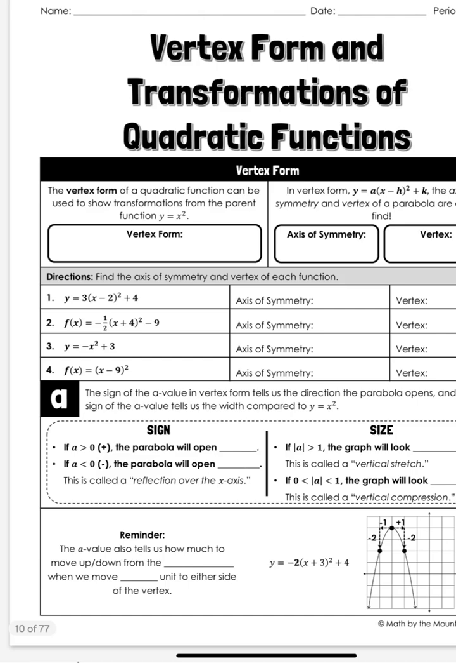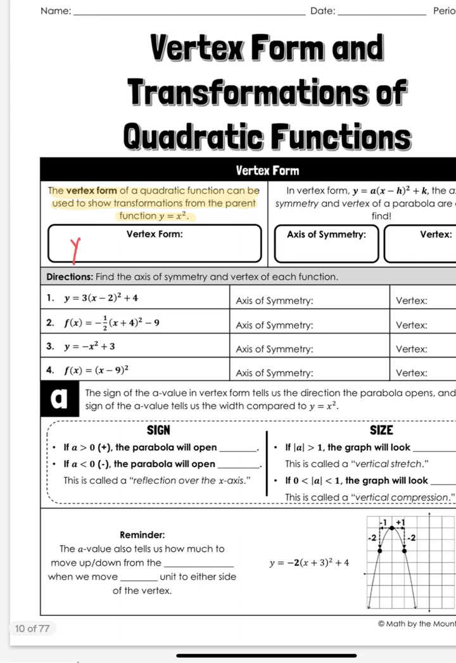In this lesson, we will talk about the vertex form and transformations of quadratic functions. The vertex form of a quadratic function can be used to show transformations from the parent function. This is all important right here, so you want to highlight that. y equals x squared.